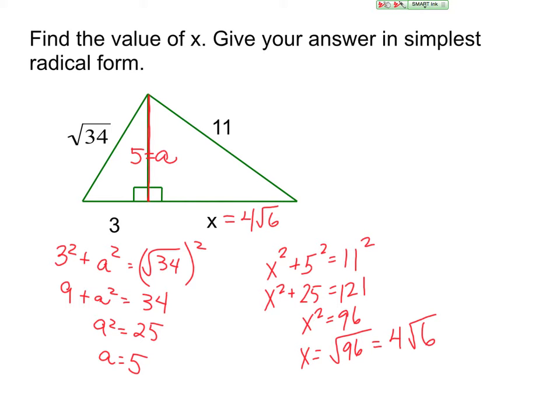Okay, before we leave this problem, I want you to find the perimeter and area of the big triangle. And I'll let you go to decimal. Perimeter and area of the big triangle.